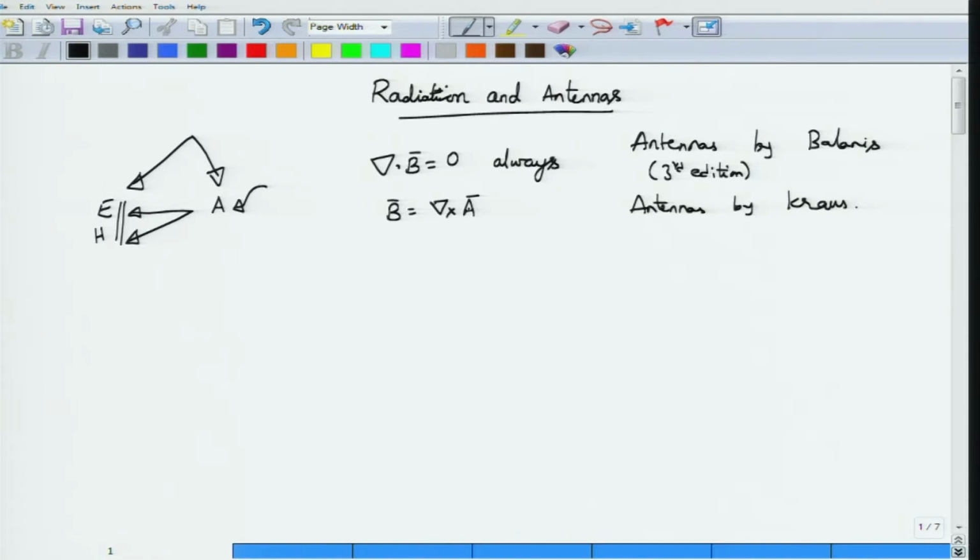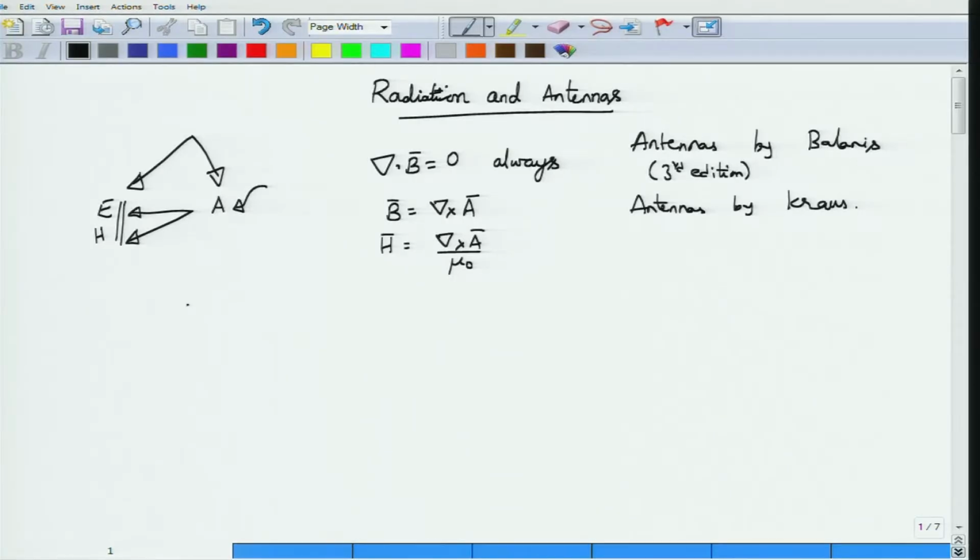Since B and H, at least in free space, are connected just by the permeability of free space, we can also write down H in terms of the curl of A as curl A divided by mu 0. So at least one equation we have obtained in which we see that H is curl of A. Is this sufficient to completely characterize my H and A relationship?